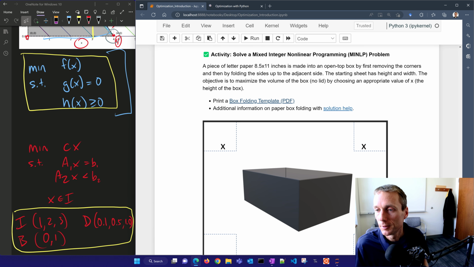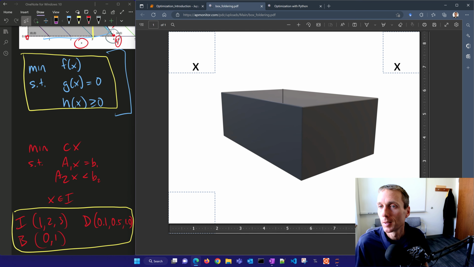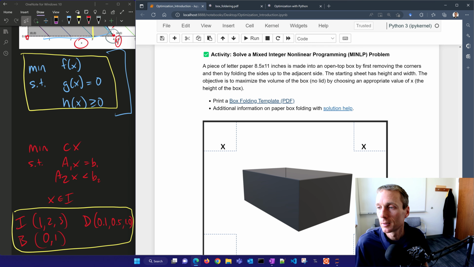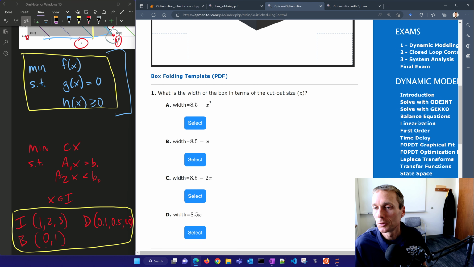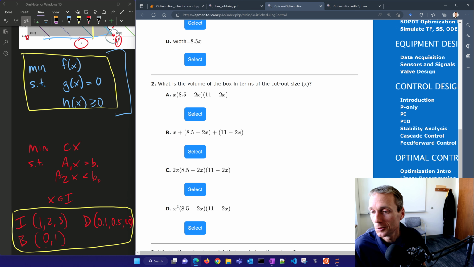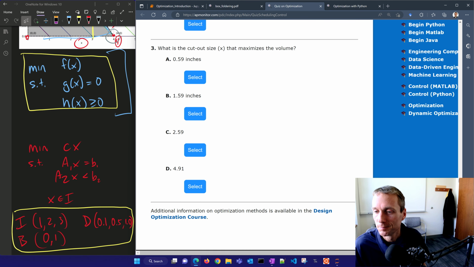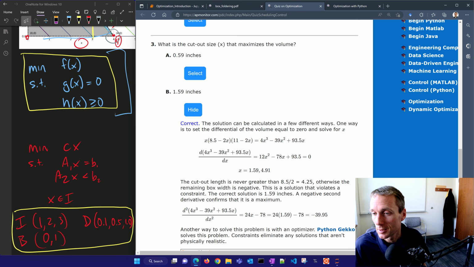So you have here a box folding template. You can print that out if you'd like. Also, there's some additional information here on optimization. If you want to go through these questions, it'll help show you some of the code and help you understand the derivation of this model as well. And then just here's what is the cutout size x that maximizes the volume. This would be for the continuous solution, so our correct one is right here.